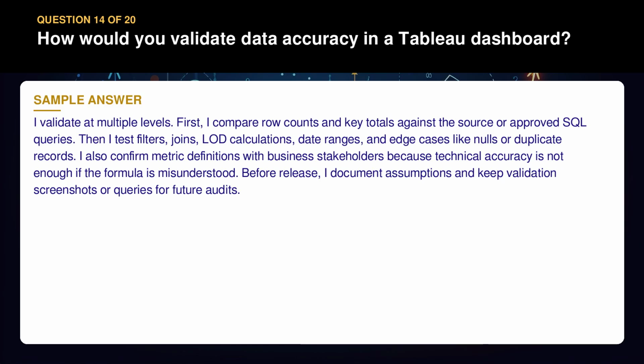I validate at multiple levels. First, I compare row counts and key totals against the source or approved SQL queries. Then, I test filters, joins, LOD calculations, date ranges, and edge cases like nulls or duplicate records. I also confirm metric definitions with business stakeholders, because technical accuracy is not enough if the formula is misunderstood. Before release, I document assumptions and keep validation screenshots or queries for future audits.